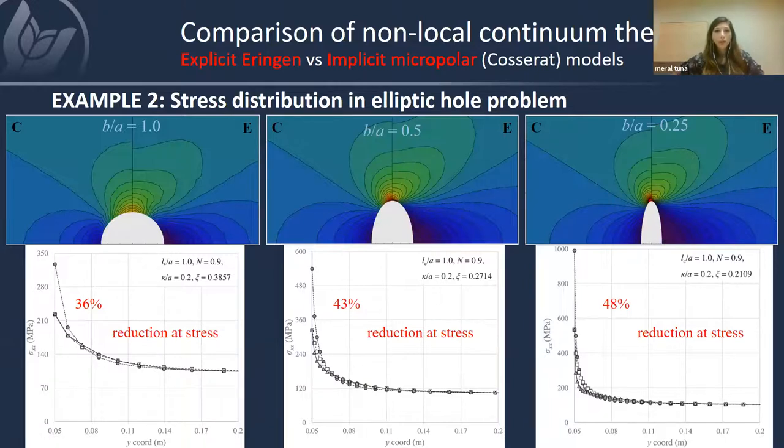Also, we show the contour plot of normal stress and the variation of normal stress along the y-axis, considering the most pronounced non-local case. And again, as we can see here, with using non-local models, stress singularities in case of geometric discontinuities can be avoided. Of course, this is also the case for localized loads, but I am not going to talk about this here today.